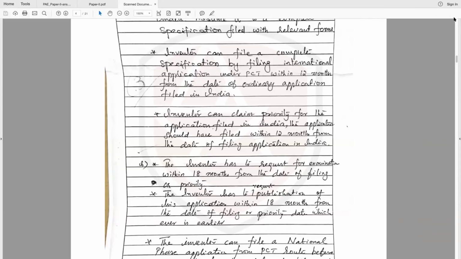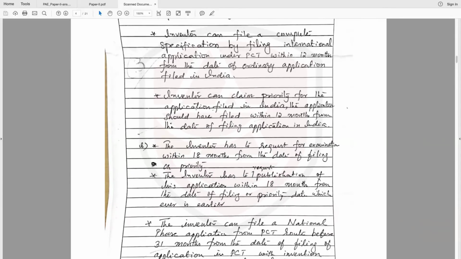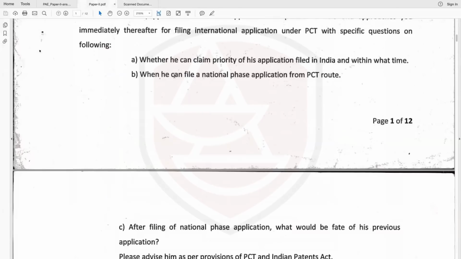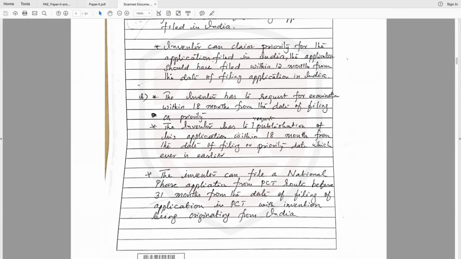So he got the timeline right, and the inventor can claim priority for the application filed in India. The application should have been filed within 12 months from the date of filing the application in India. So he has covered every aspect of this question, which is fine. So can you go back to the B part of the question, when he can file a national phase application from the PCT route, which is part B.